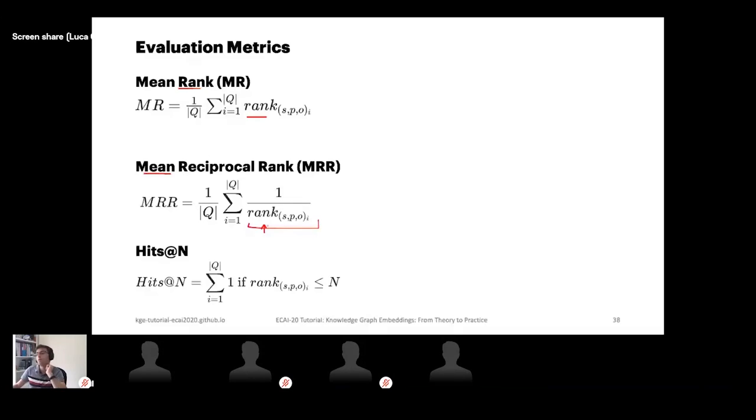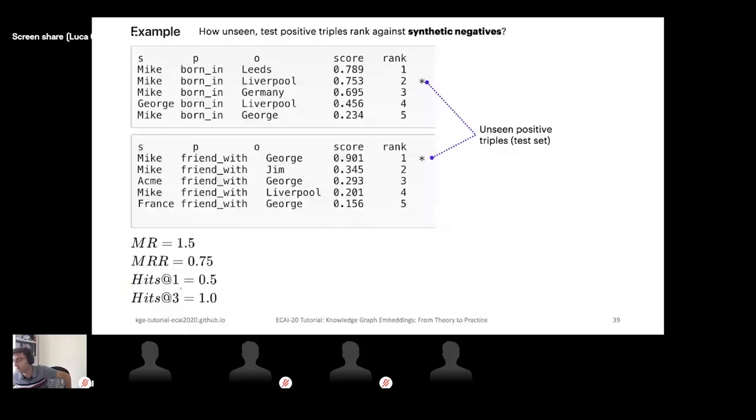And then we have a metric called Hits@N, where we measure how many triples in a test set show up in the top N positions against some negatives. N can be 1, 3, 10, 100. Again, it sounds very complex, but with an example, everything will be clearer.